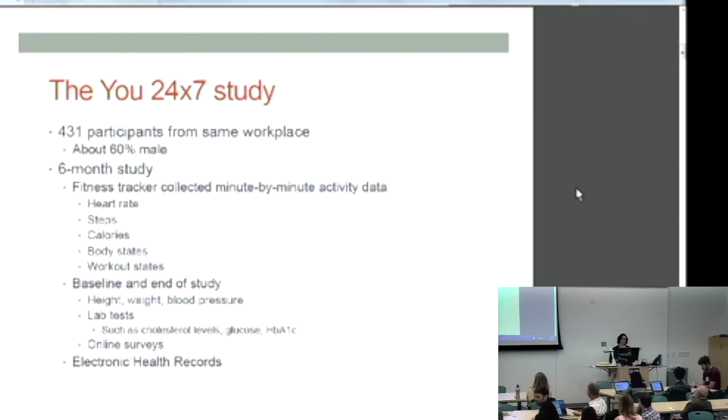The name of the study was the U24-7 study. We had 431 participants all working at the same workplace that commissioned the study. It was about 60% male. They were all fairly healthy. Average age was around 41, so fairly young. It was a six-month study. So what we had was, for 431 people, minute-by-minute data for about 6 months.